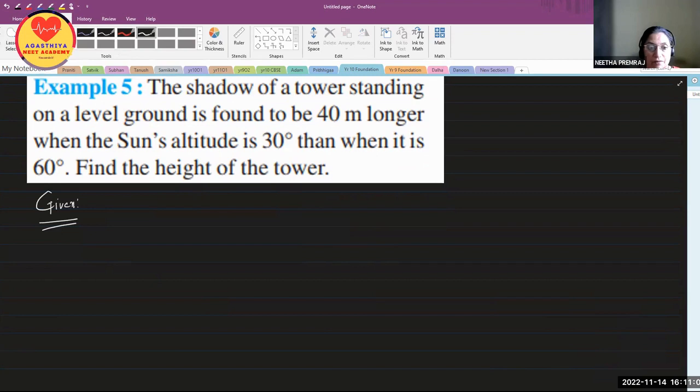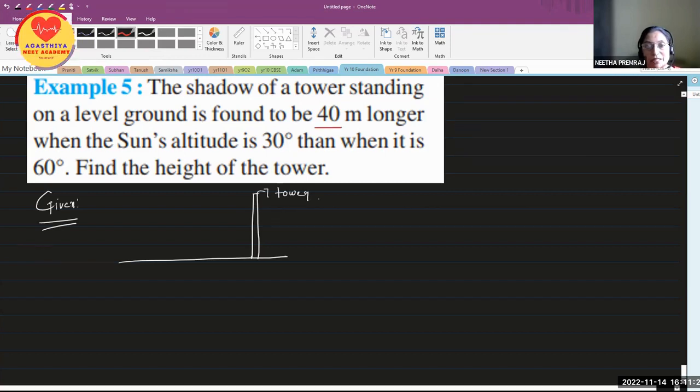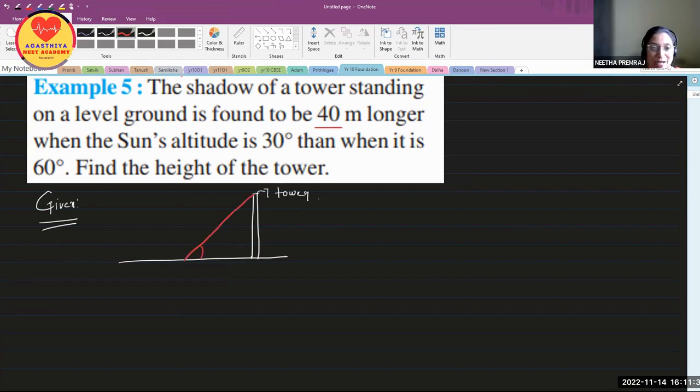So there is a tower. First we will draw a ground and a tower. The shadow of a tower standing on level ground is found to be 40 meter longer when the sun's altitude is 30 degree. Where do you want to mark that 40 meter? I name it as A, B, C. So which measure is 40?